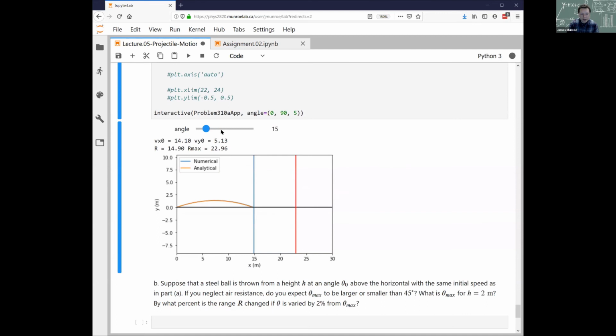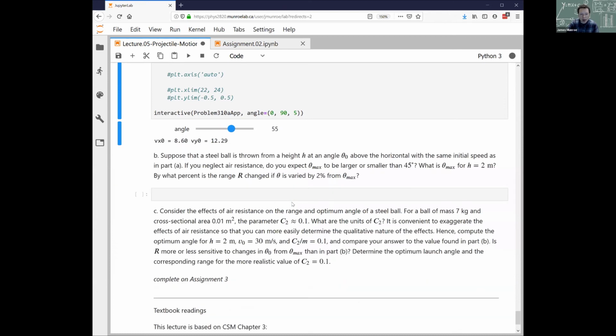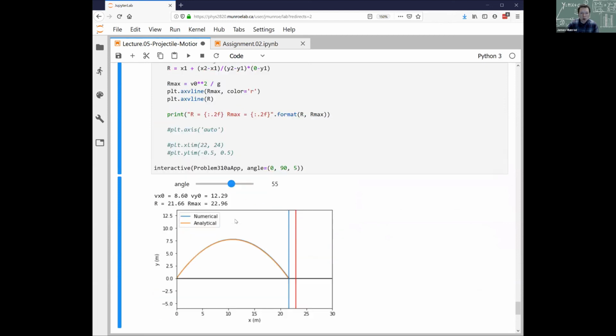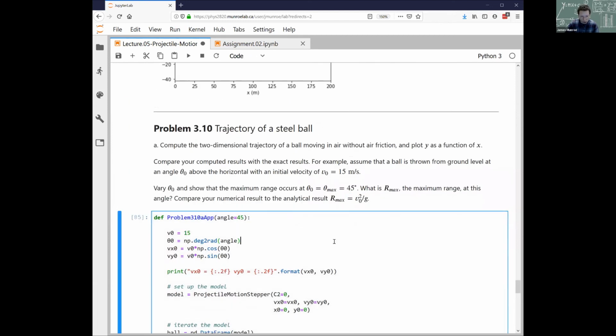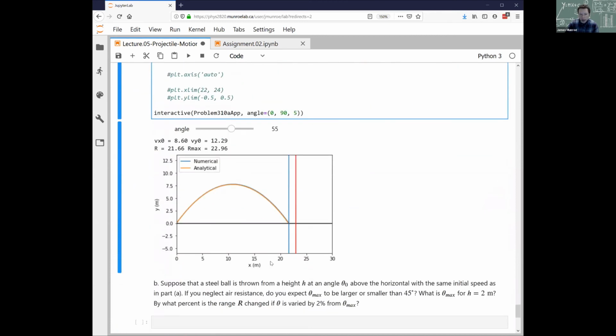And what we can see from this is indeed the range gets close to the theoretical maximum at the point of 45. That's when they line up, and if you go anything bigger than that, it starts to drop down again. So this is a way of exploring this problem and comparing it to the analytical result by writing an application like this.